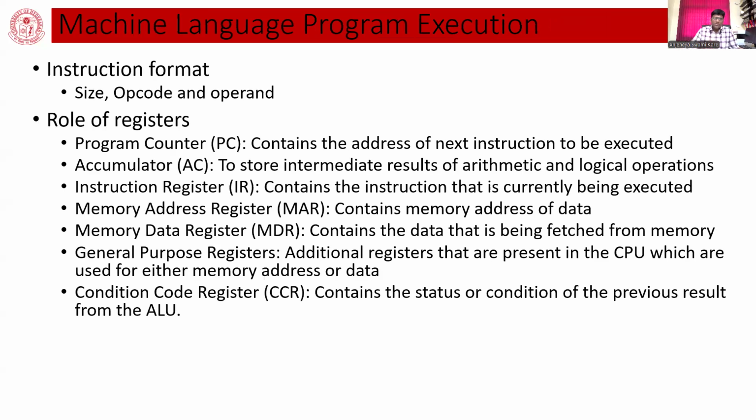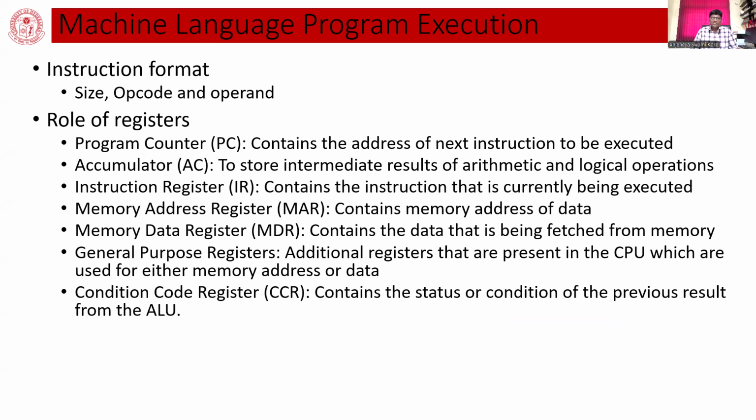Let us understand what a machine language program is and how machine language programs are executed. A machine language program is basically a sequence of bytes, or a sequence of instructions. Each instruction has a specific size. For example, take the instruction size as 32 bits. So you will have a sequence of instructions, each of 32 bits.